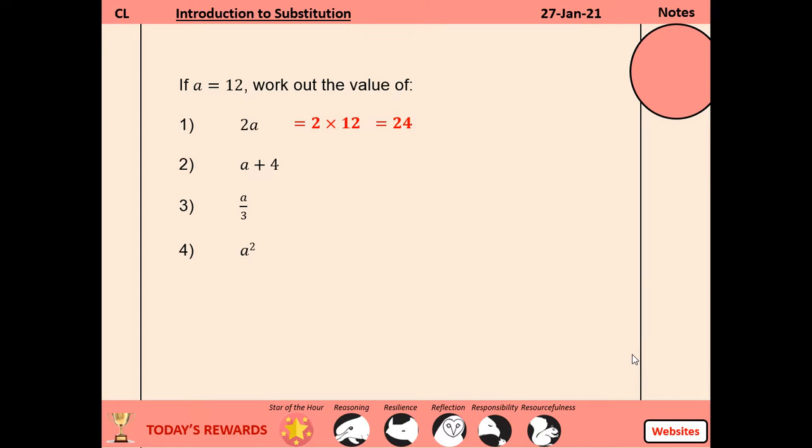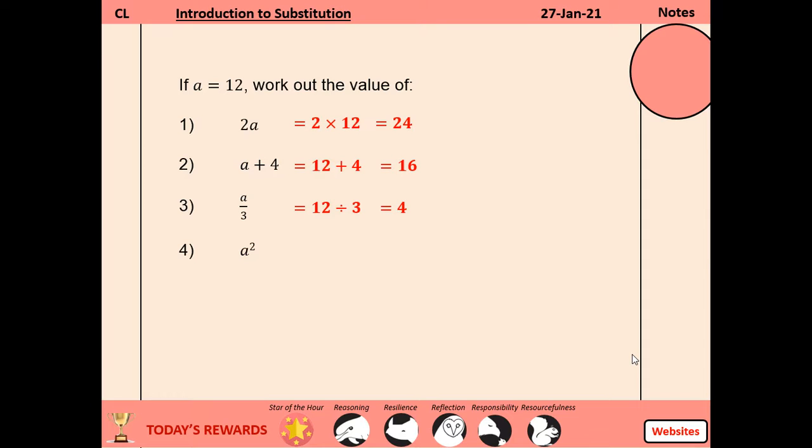Does that make sense? a plus 4. I'm going to substitute 12 for a. So I'm going to replace the a with 12 because I was given the value of a, right? That'll be 12 plus 4, and then my final answer for this expression would be 16. Okay. Question 3 now, a over 3. What did we say? When we've got a fraction, it's the numerator divided by the denominator. So a over 3 means a divided by 3. Substitute it in, that would be 12 divided by 3, which is equal to 4.